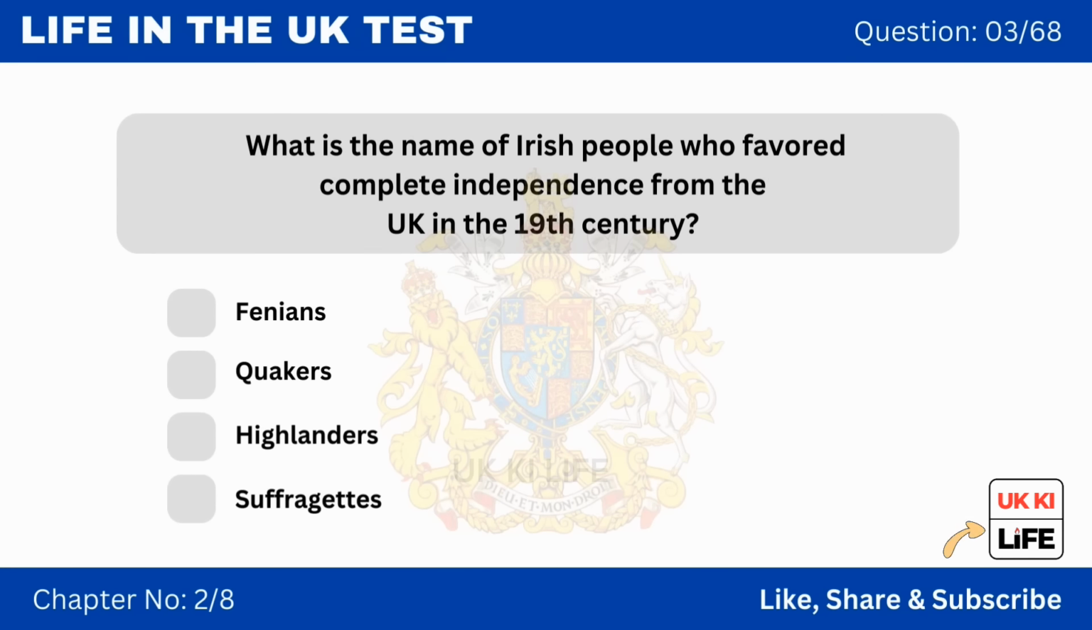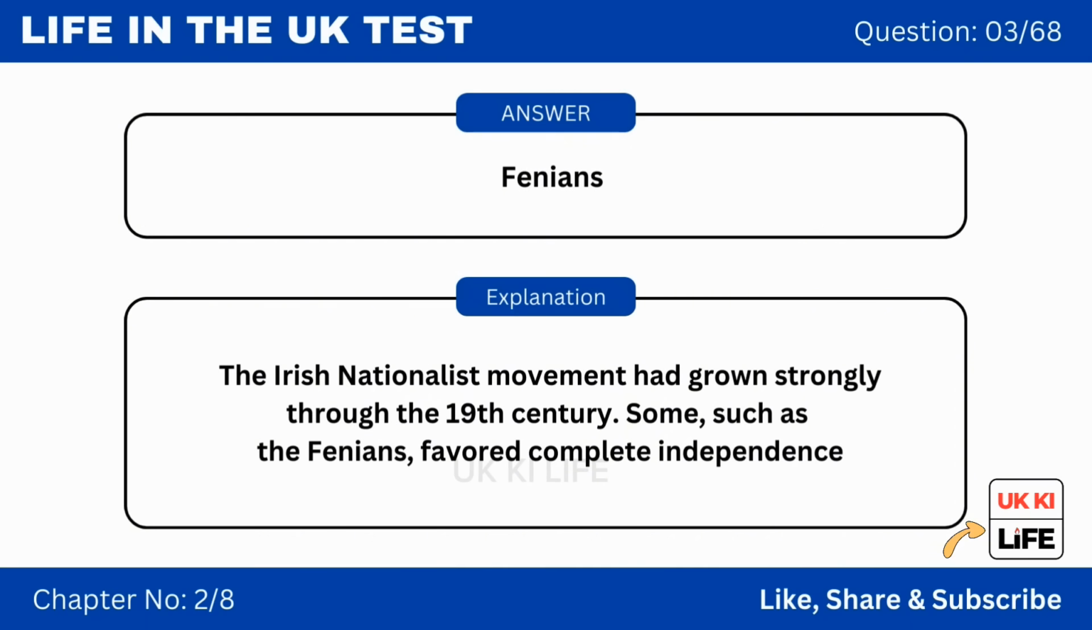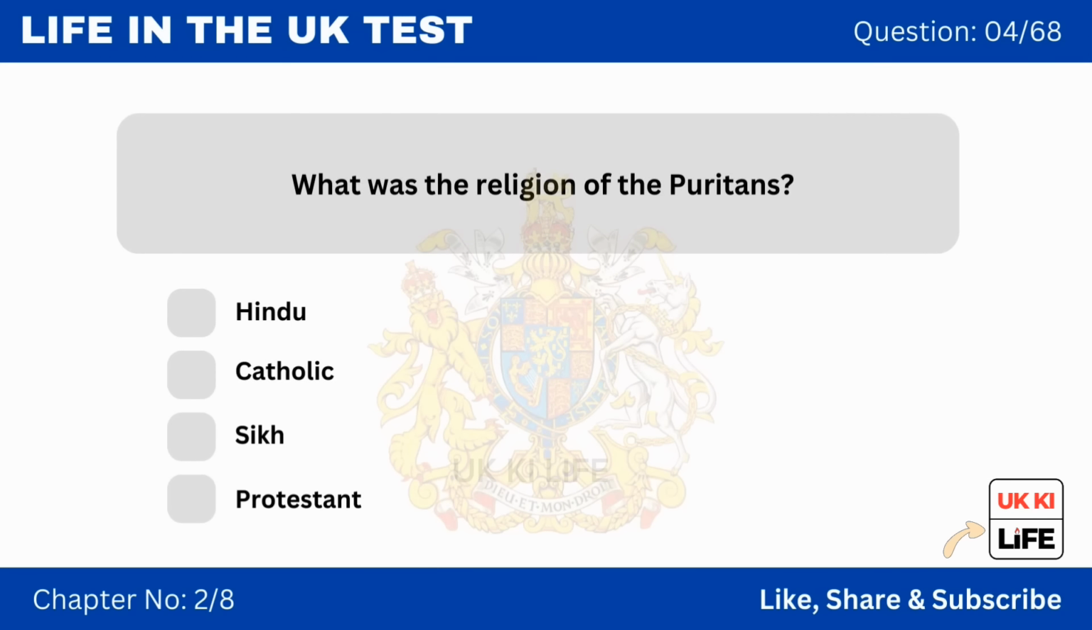The correct option is A. Explanation. The Irish nationalist movement had grown strongly through the 19th century. Some, such as the Fenians, favored complete independence. Question 4. What was the religion of the Puritans? Hindu, Catholic, Sikh, Protestant.